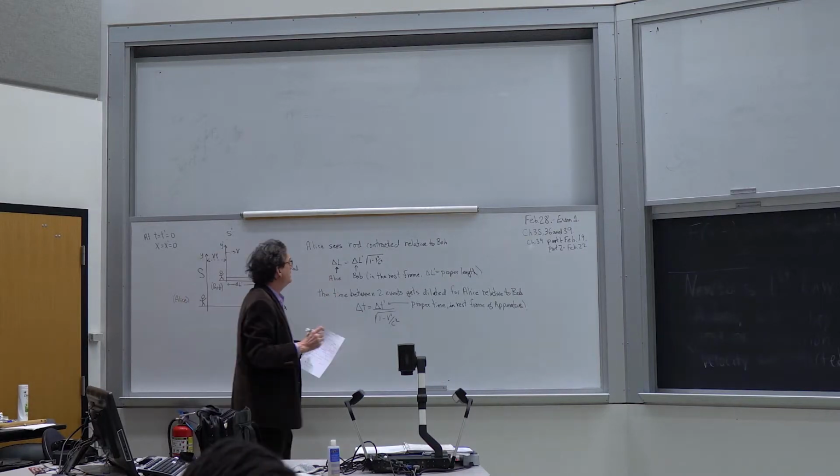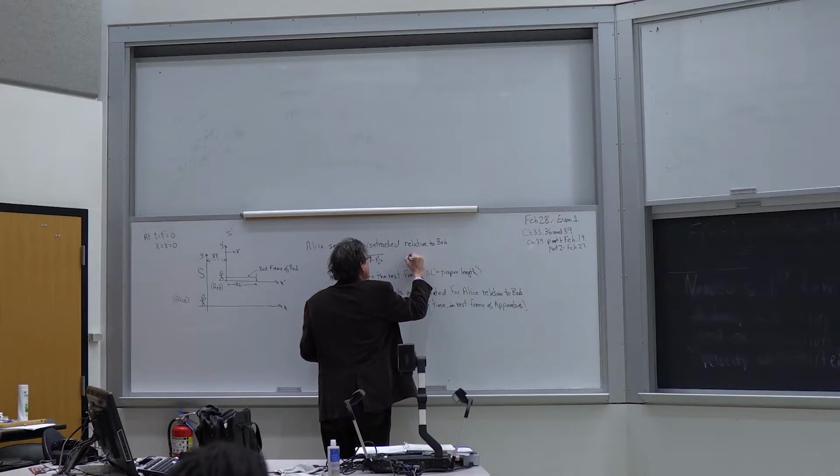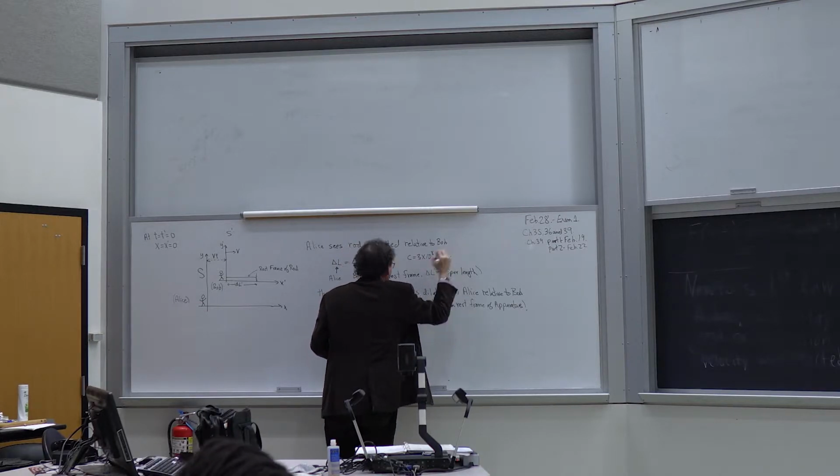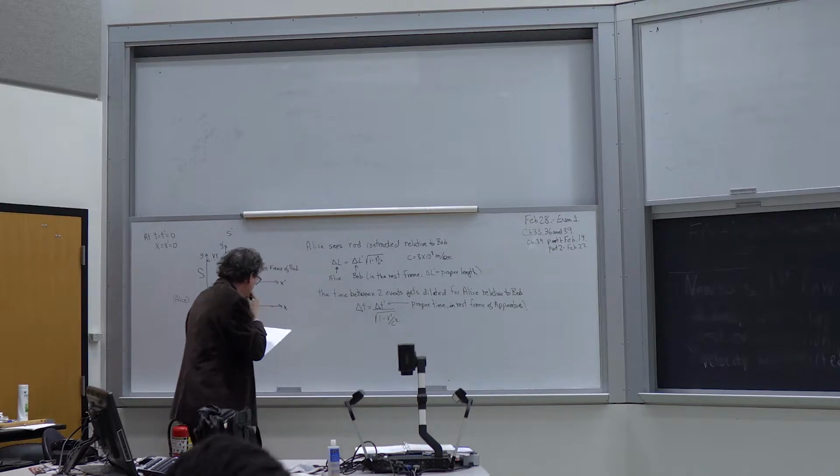Oh, and of course, inferred from all this, c is a constant of nature, which is 3 times 10 to the 8th meters per second. Right? And what else do we have?